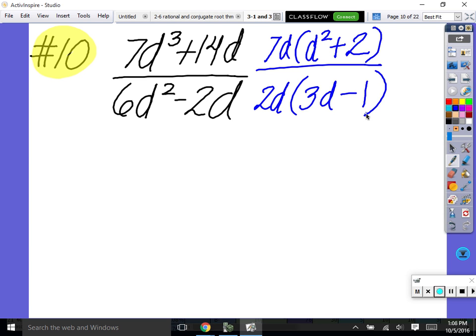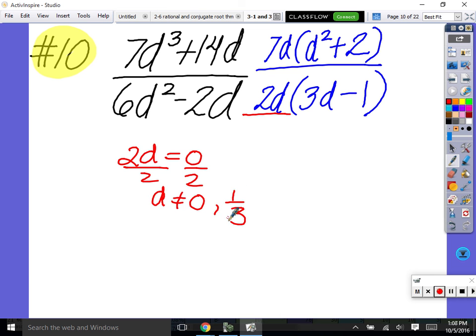Now we would restrict the domain. Careful here. 2d equals 0. Divide by 2. Isn't d cannot equal 0? Okay? And then we get 1/3, right? D cannot equal 0 or 1/3. Does everybody understand why it's 1/3?